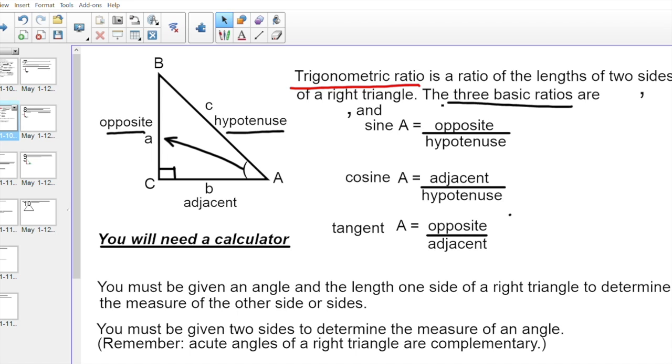The cosine of some angle is the ratio of adjacent over the hypotenuse. And the tangent of some angle is equal to the opposite over the adjacent. You have to learn those. You can't refer back and forth to them. You need to learn that. And of course, till that day happens, you'll be able to refer back and forth.